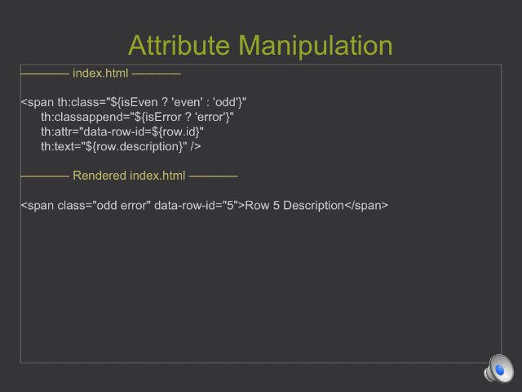Class append is kind of nice because we don't have to have some complicated expression saying, if it's even and there's an error, then I want to do even error. Else, if it's even and there is no error, then I just want even. It lets you just break it out and say, if there is an error, then append this error class to the class. And you can do this with a lot of different attributes that have the subsequent append version, like id and id append, if you want to dynamically generate some IDs on elements, and other things like that as well.